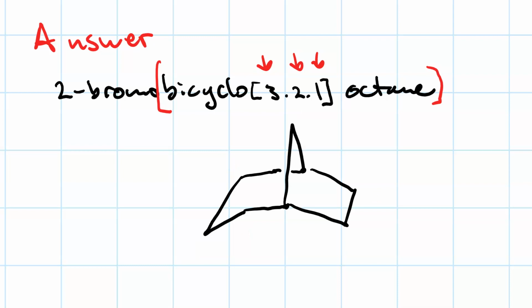Now, where does the bromine go? Well, one of our bridgehead carbons has to be number 1, and then we go through the longest bridge first. So if we make this number 1, this is 2, this is 3, 4, 5, 6, 7, and 8. Which means that our bromine goes here.